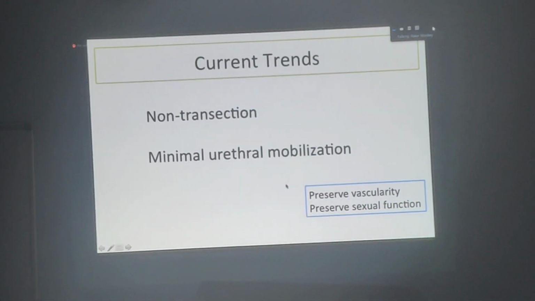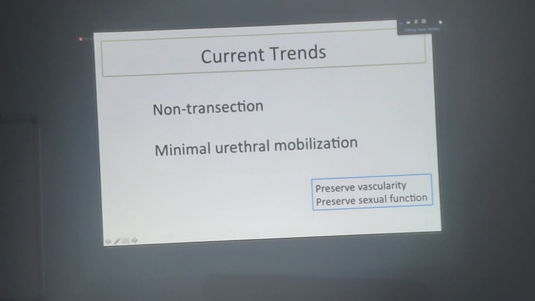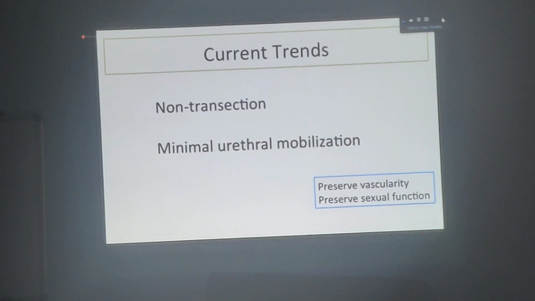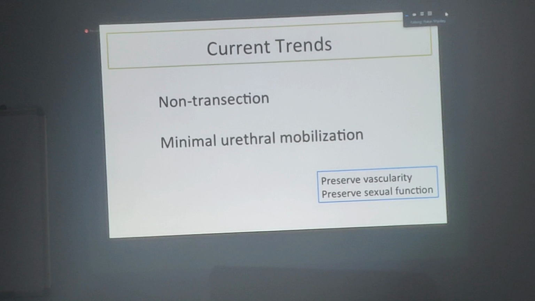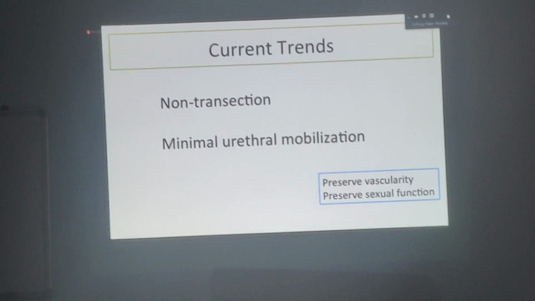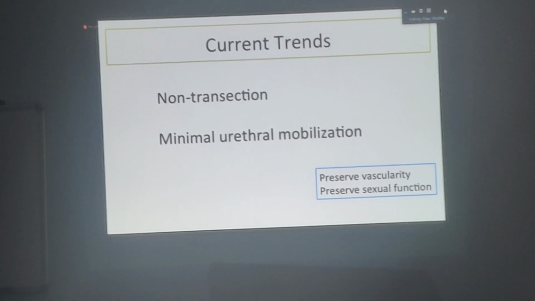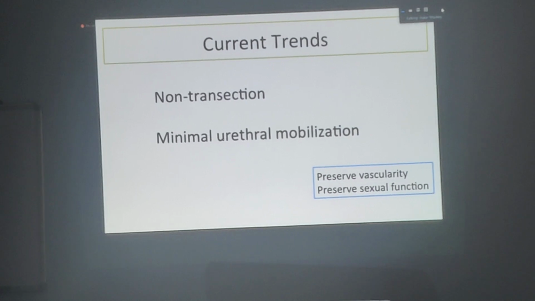So the current trend in urethroplasty, in anterior urethroplasty, is to not transect the urethra and to do minimal urethral mobilization as far as you can. The basic aim being to preserve the blood supply of the corpus spongiosum of the urethra, and thereby preserving the sexual function.